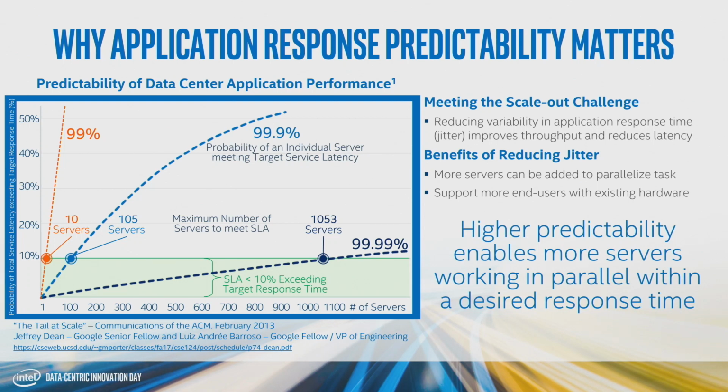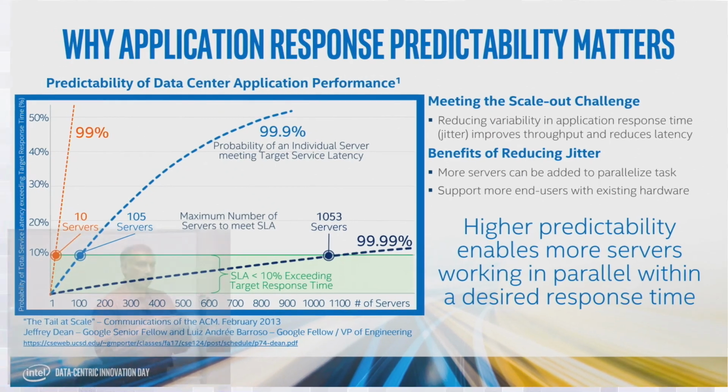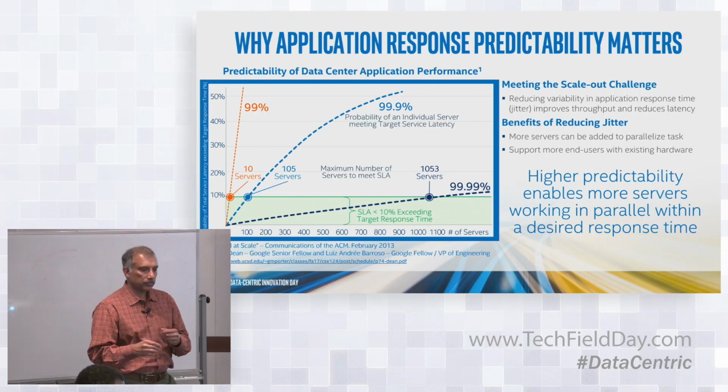So basically what this means is that you have to become extremely predictable as you scale to more servers to get the consistent result that you're seeking, right? So higher predictability enables more servers to work in parallel within the desired response time. The thing here is that for applications that communicate and are networked, the NIC and the networking stack play a very significant role in influencing predictability.